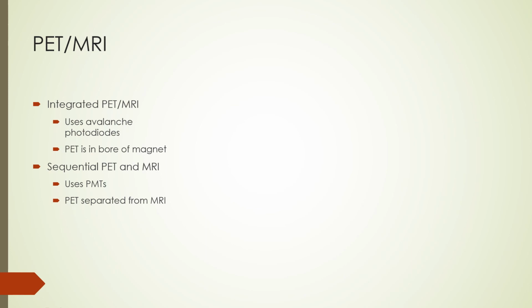The main problem with combining PET with MRI is with the use of photomultiplier tubes in the PET portion of imaging. Photomultiplier tubes contain moving electrons that are affected by the magnetic fields of the MRI system. The solution to this is to use avalanche photodiodes in those PET systems that are integrated into the MRI system. If the PET system is separated from the MRI system, then the photomultipliers can still be used. This is done with systems where the PET and MRI are imaged sequentially.